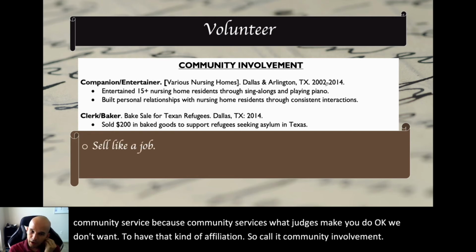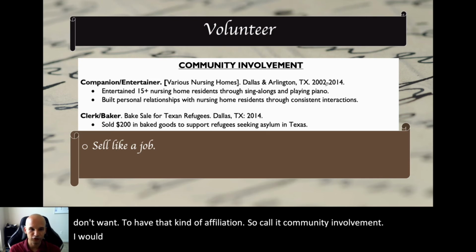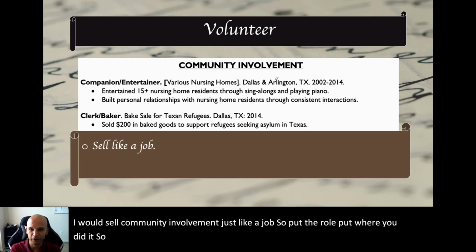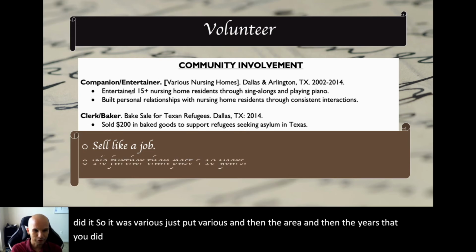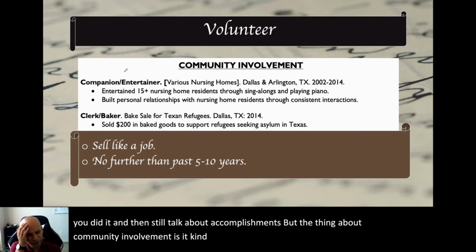Now, I would sell community involvement just like a job. So put the role, put where you did it. So if it was various, just put various, and then the area, and then the years that you did it. And then still talk about accomplishments. But the thing about community involvement is it kind of expires quicker than work history.